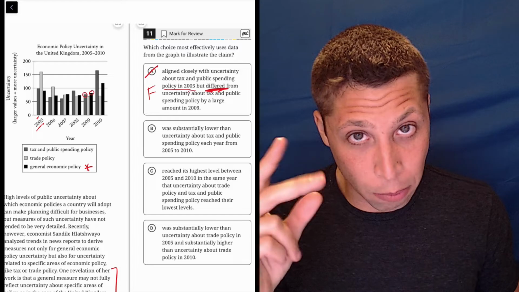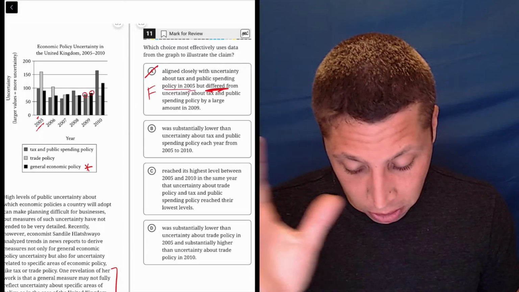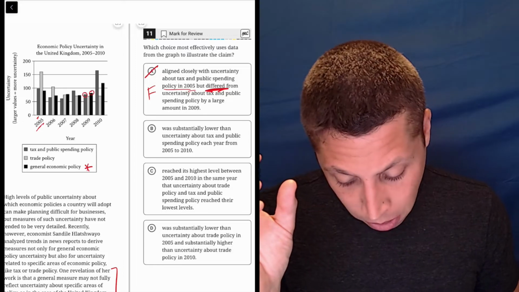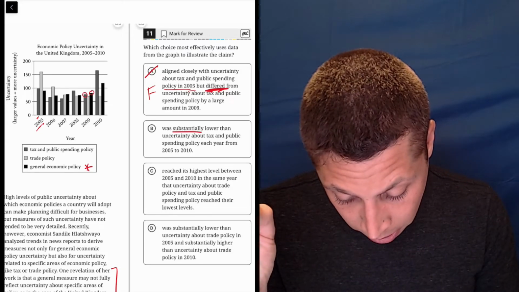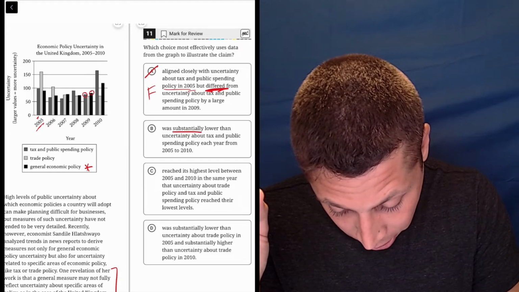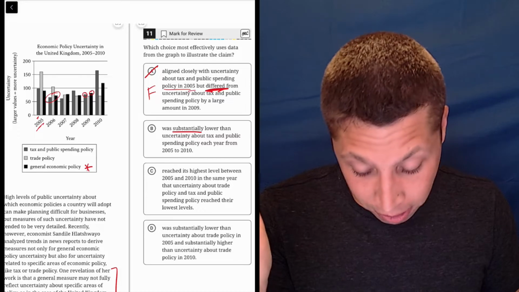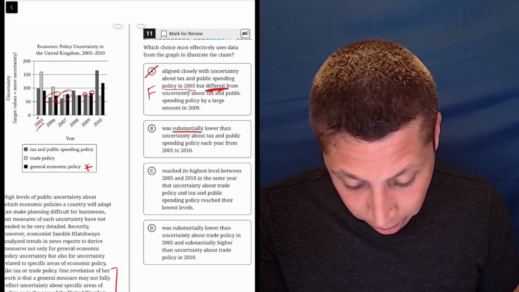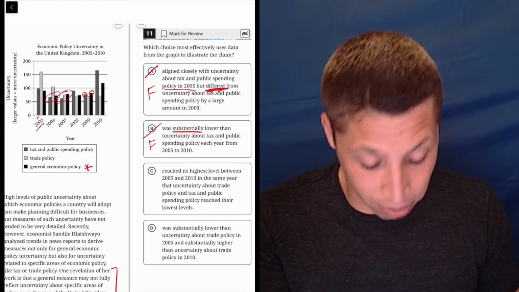So we're still looking at those same two bars, the dark black one and the darkish gray one. So the first and third bars in each row. And so is it true that it was substantially lower? No. If anything, it was higher in some years. Look, 2006, the black is higher than the gray. In 2007, the black is higher than the gray. So this is also false. This is just not true based on the graph.